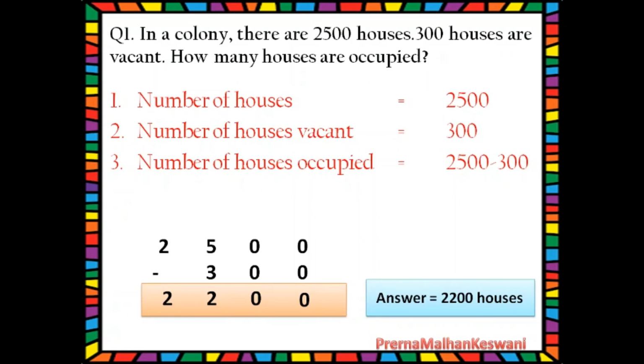What do you have to find out? Read the last sentence of this question. How many houses are occupied? So the step number 3 will be number of houses occupied, which is 2,500 minus 300. So when you subtract, first you have to arrange in columns and then you have to subtract. So when you subtract, children, by the method I have just told you, the answer you will get will be 2,200 houses. So with this, we complete the chapter subtraction.